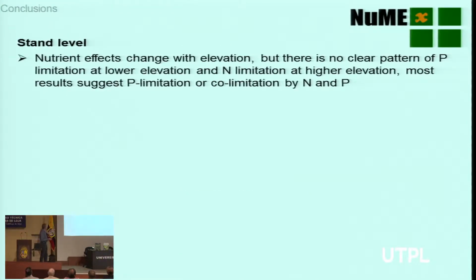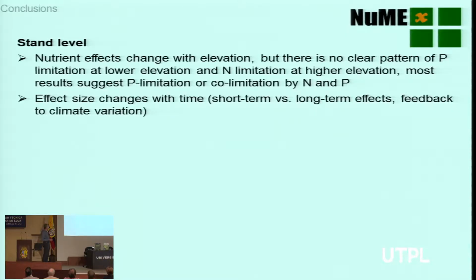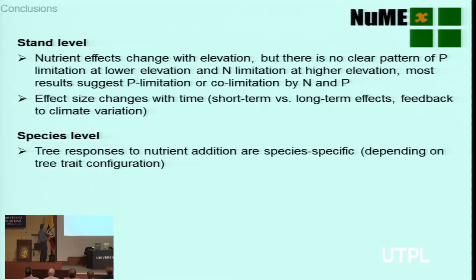Some conclusions. If nutrient effects change with elevation, there's no clear pattern of phosphorus limitation at lower elevation and no clear signs of N limitation at higher elevation. In most cases, the forest seems to be limited by both nutrients. Effect sizes change with time. That depends. In some parameters, we find effects after 1 or 2 years and in others after 5 or 6 years. Very important on species level, trees' responses are species specific.